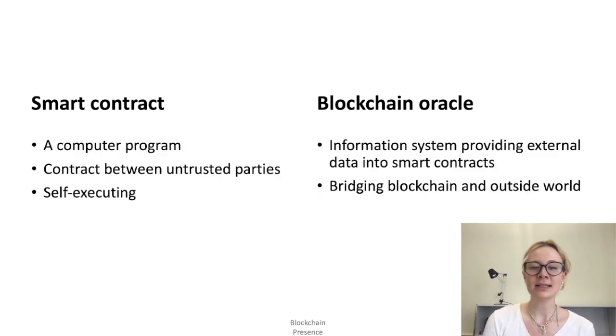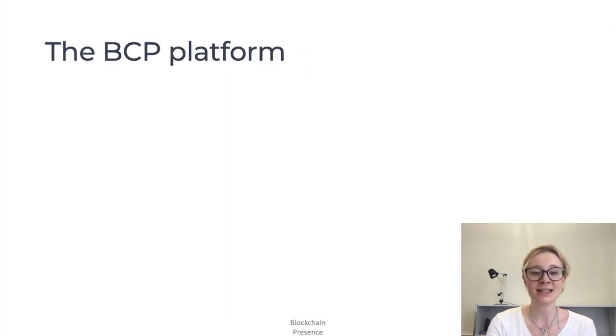Okay, so this slide summarizes these two concepts. It's important for you to understand that to make a smart contract run, you need certain events to happen, or you need the information that this event happened, and an oracle, which will enable this connection between the on-chain and off-chain world. And this is exactly what BCP is about. We provide smart contracts with information that makes them run.